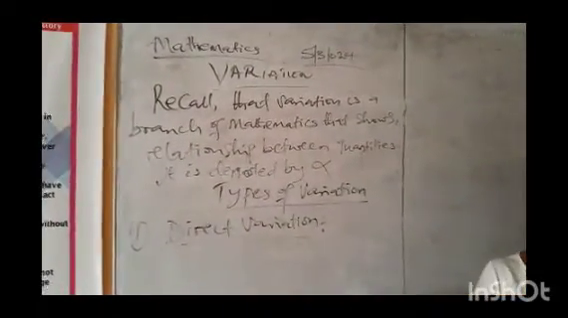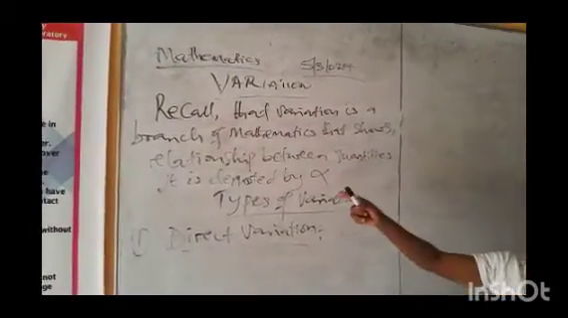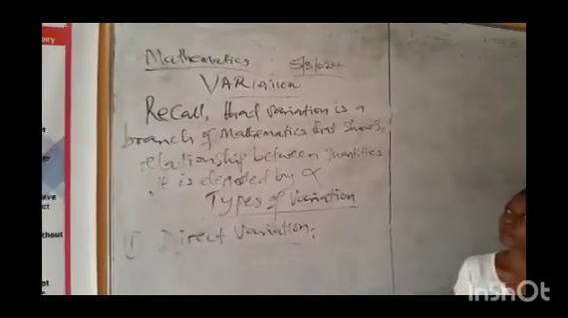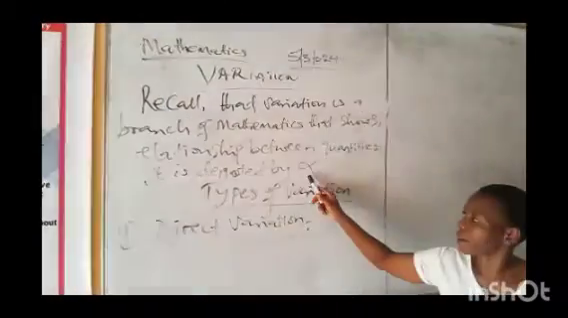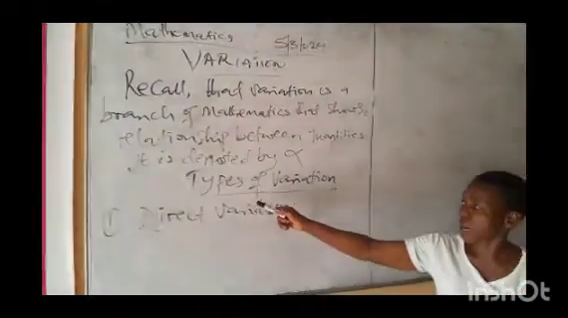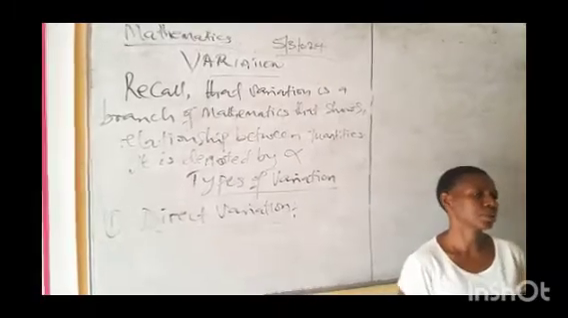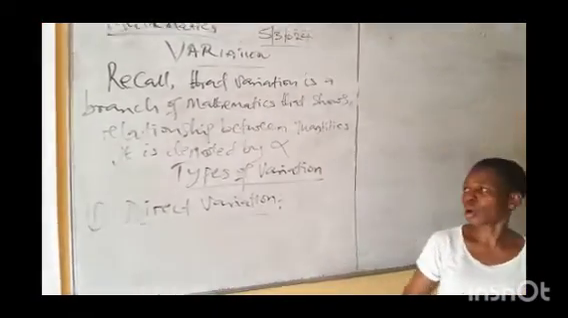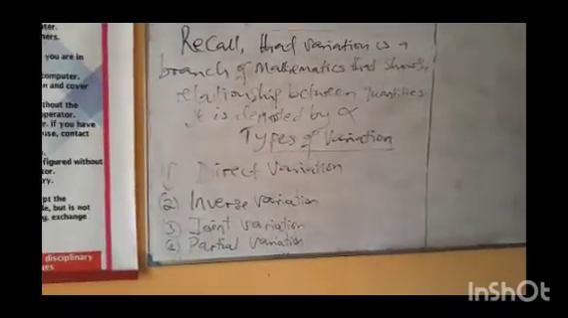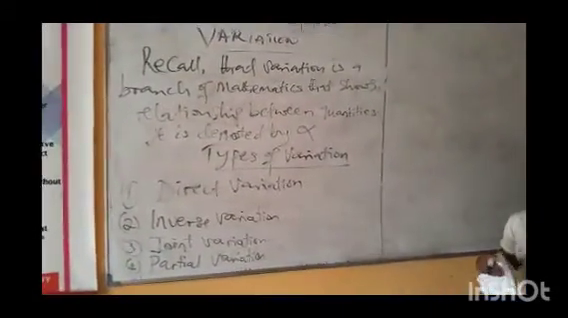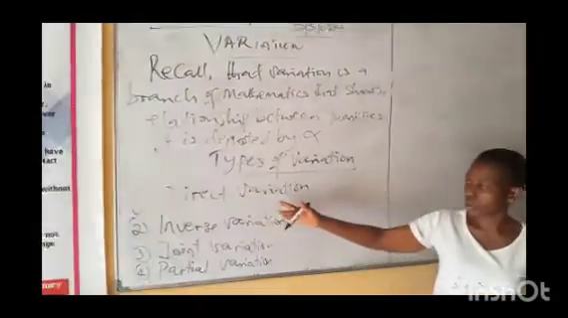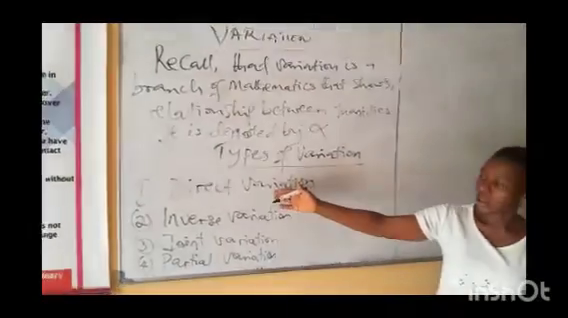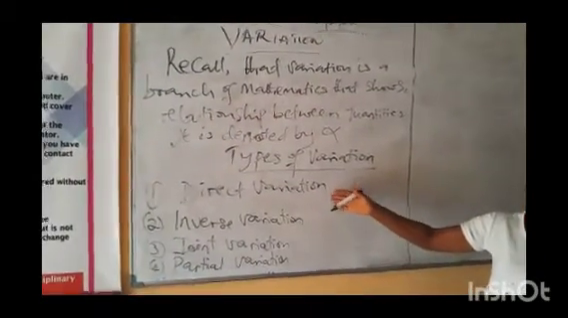Okay, having seen the specific objective, let's have this in mind, that variation is a branch of mathematics that shows the relationship between quantities, and it is denoted by alpha. In this topic, we have types of variation. We have about 4 types of variation, but today we'll be focusing our attention on number 1, direct variation. This is where we'll be focusing our attention for today's lesson, direct variation. Okay?